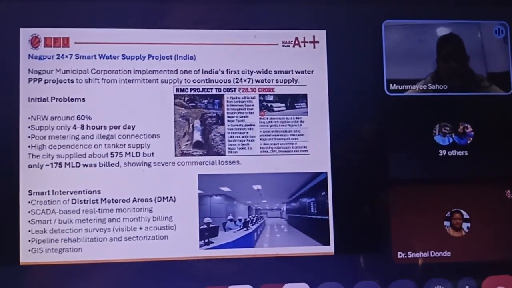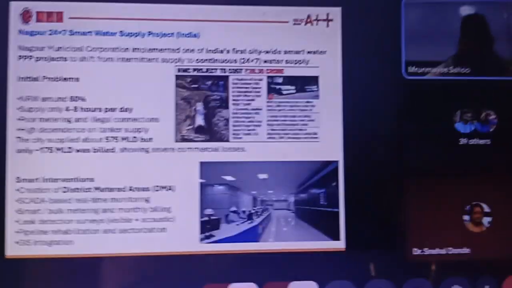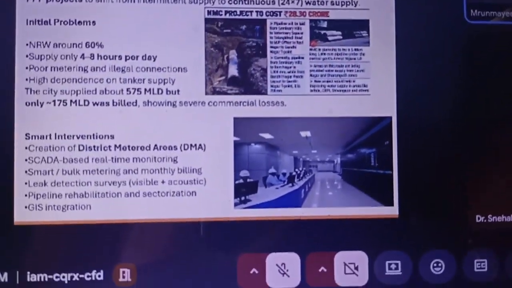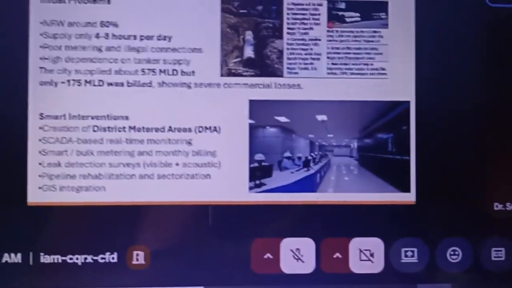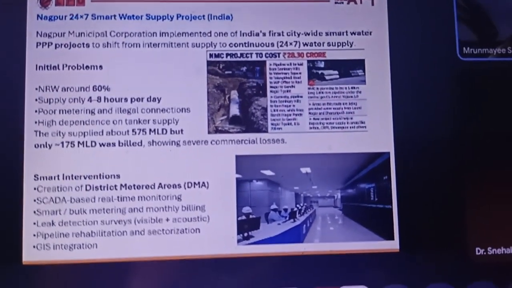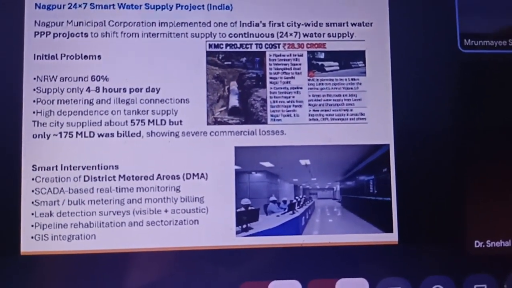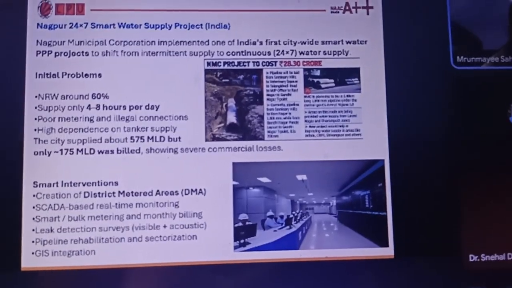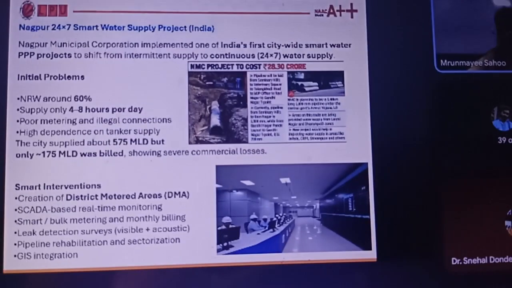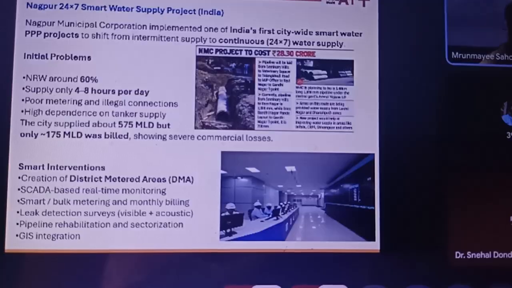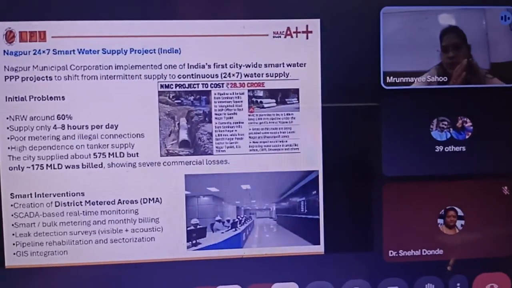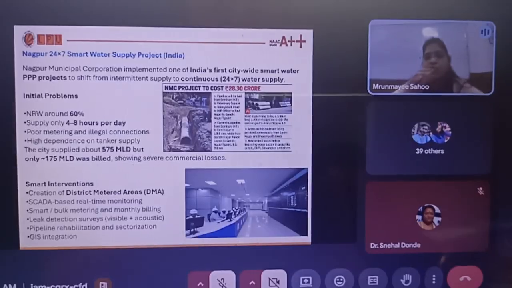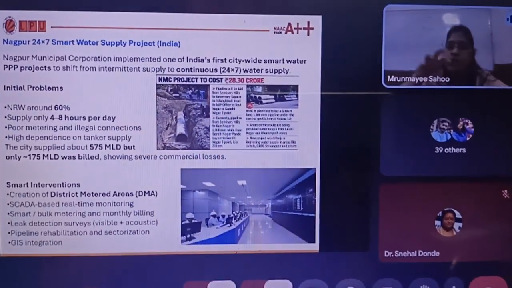Similarly, even with these DMA zones, the supply will be only for 4 to 8 hours. Why? Because this is a pilot project and the other parts of Nagpur are on intermittent supply. Still today they are on intermittent supply, and the specific DMA zone is the only zone where we need to supply 24/7 water. So earlier it was 4 to 8 hours per day. Why? We do not have a reservoir to take water.